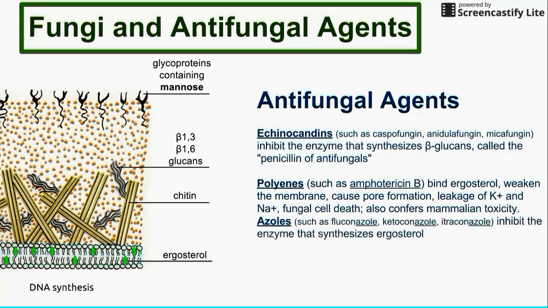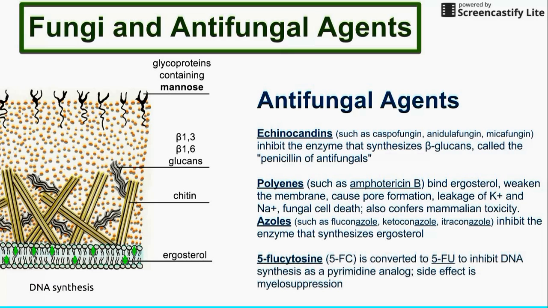We also have azoles, and these are easy to remember because, as you can see with the three examples here, they always end in azole. They inhibit the synthesis of ergosterol. So polyenes inhibit the activity of ergosterol, whereas azoles inhibit the synthesis of ergosterol.